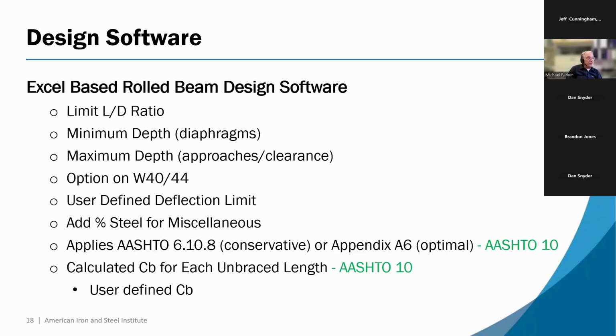Of course, we have W40s and 44s. Those are made by one producer, which means there's usually a premium on them. And so we can just say, yeah, we don't want to consider those, or yes, we do want to consider those. And of course, the deflection limit and some miscellaneous steel. And then, of course, it applies AASHTO 10, which has changed from AASHTO 9 in certain aspects, which has made it easier and better, more economical for steel bridges. And this is updated all the way to AASHTO 10.